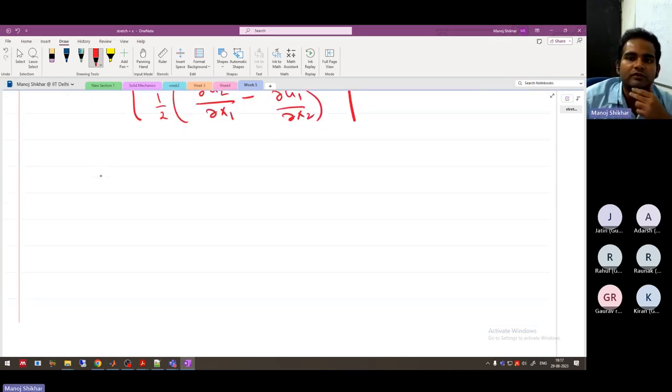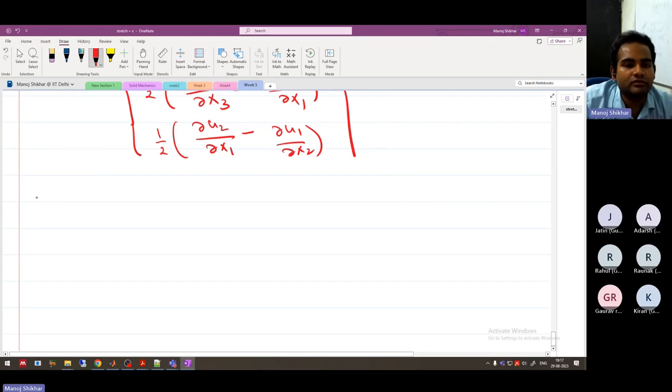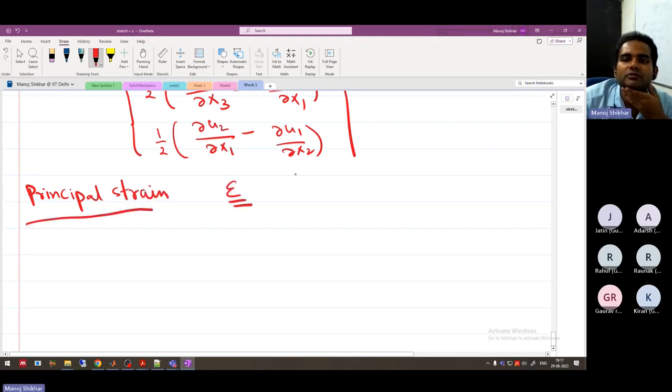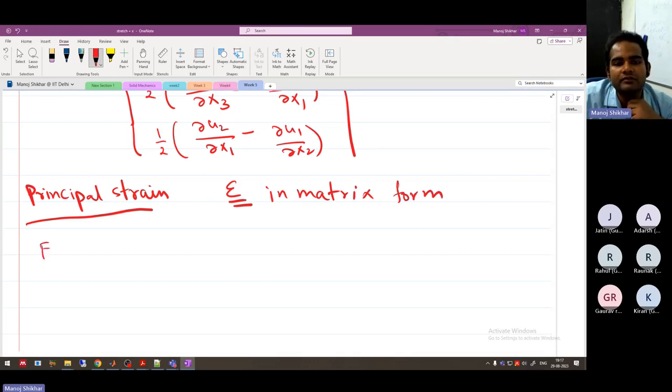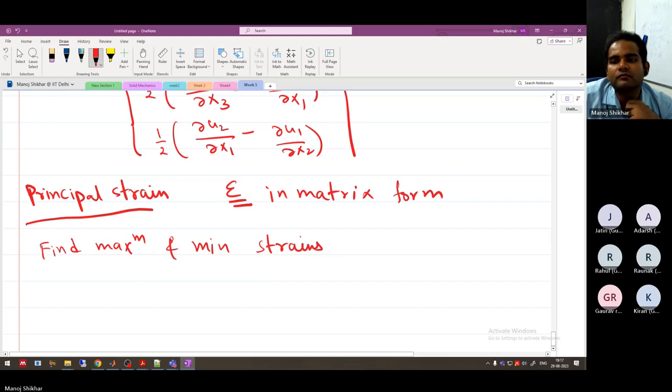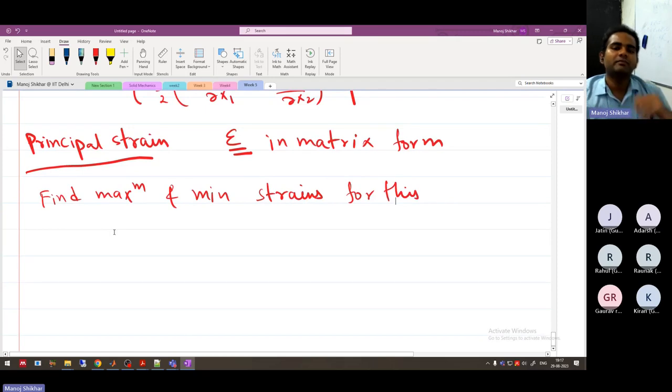Okay. Now there are a few concepts similar to what we have read in stress. So, principal strain. Suppose you are given the epsilon matrix in matrix form, and they tell you to find the maximum and minimum strains for this. This means they're telling you to find the principal strains.